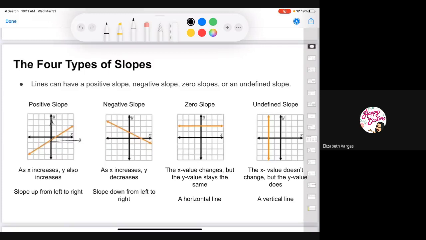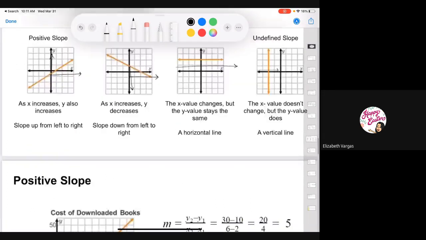The negative slope, on the other hand, goes down from left to right. So as your x values increase, what you'll notice is your y values will actually decrease. Then you have zero slope, which often looks like a horizontal line. And basically this means as the x values change, the y value will stay the same, like it won't change. And then lastly, you have undefined slope, which is just a vertical line. And this means that the x values don't change, they stay the same. So these are the different types of slopes that we have, and we'll look at these a little bit further.